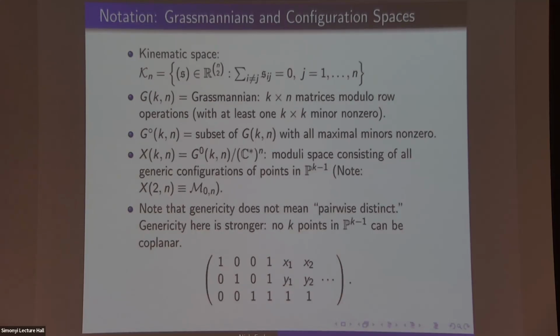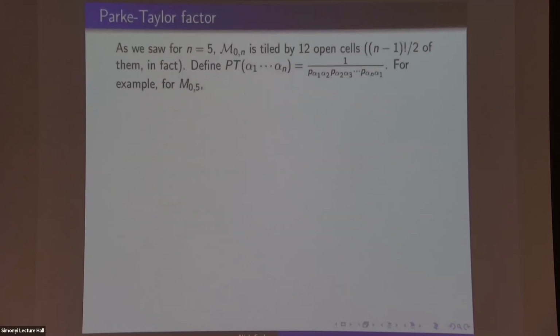One important feature is that genericity for the moduli space does not mean pairwise distinct. It's a stronger condition. It says that no k points can be coplanar. And here I've given one choice of a projective frame, in this case for X(3,6), and the dots go on for X(3,n). Okay, so we saw that M0n is tiled by 12 open cells, and some of them are obviously simplices. 2 of them are.